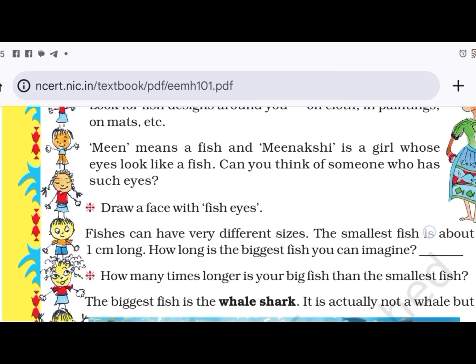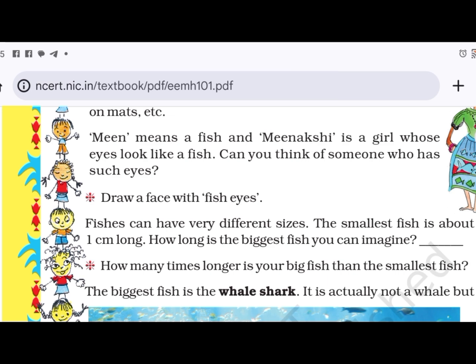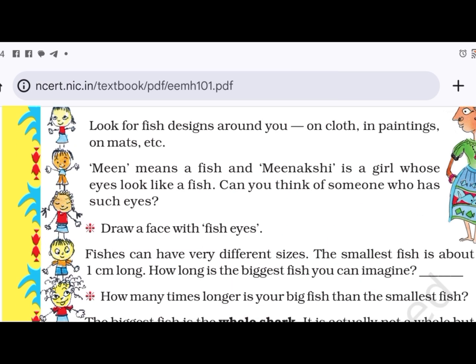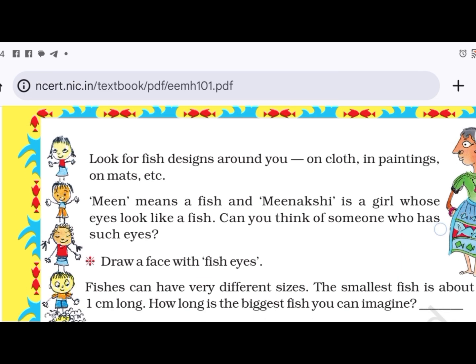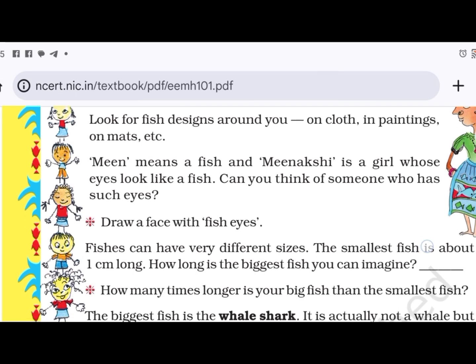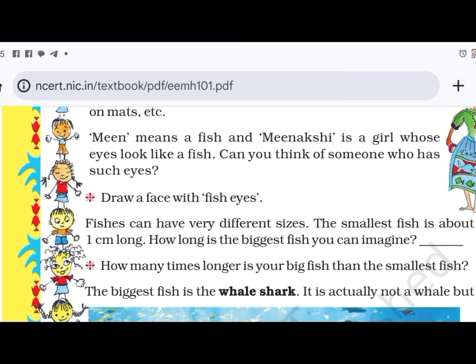Okay? Draw a face with fish eyes. You just make a small painting on one page. You'll get some idea. Okay? Fish can have very different sizes. The smallest fish is about 1 centimeter long. How long is the biggest fish you can imagine? There are many different kinds of fishes. There are some very big and some of them are very small, tiny fish.